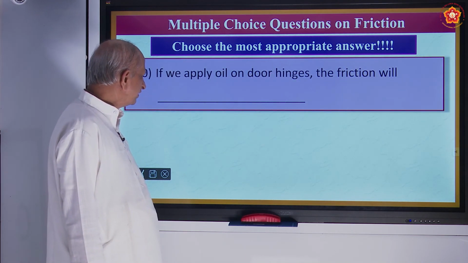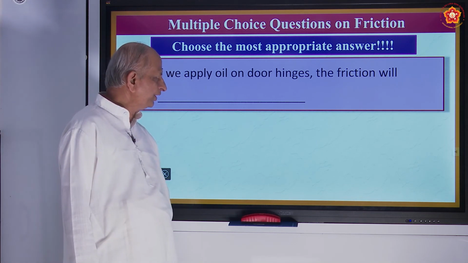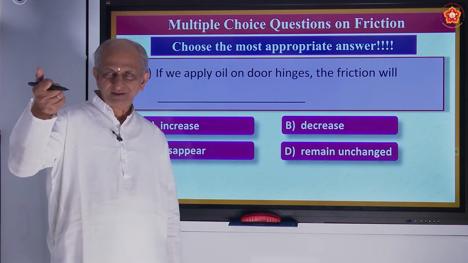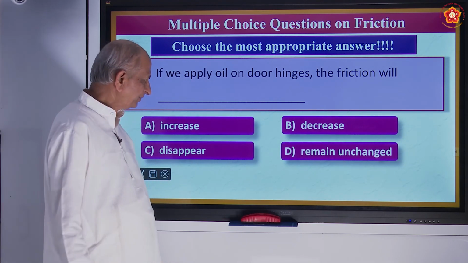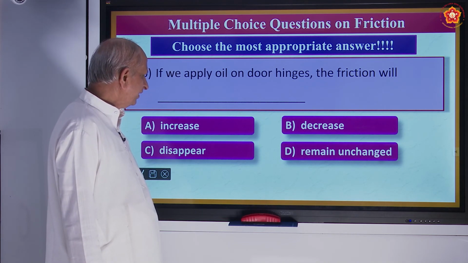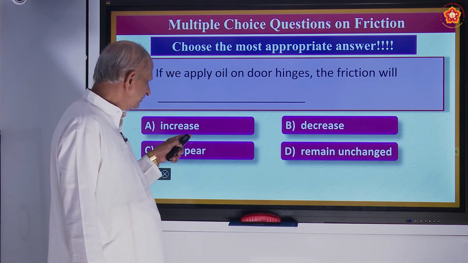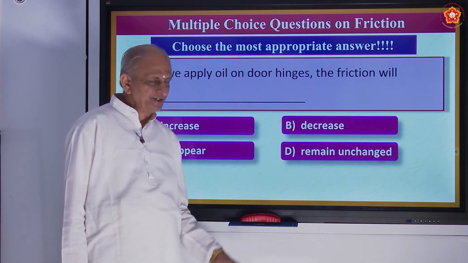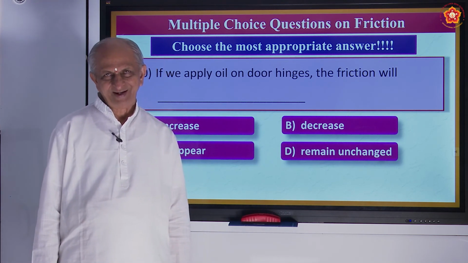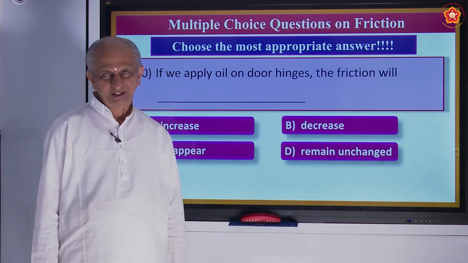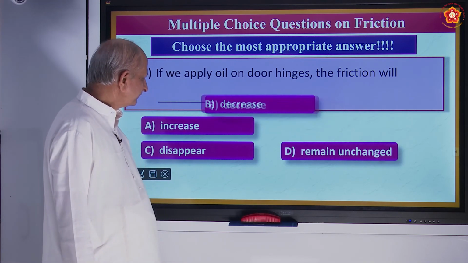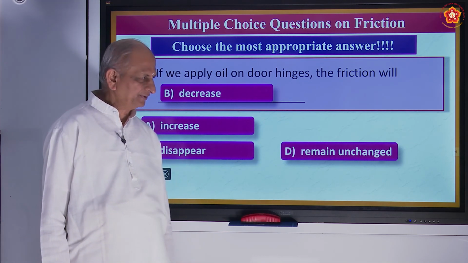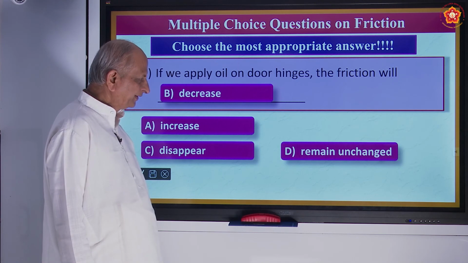Last question here. If you apply oil on door hinges, the friction will be, door hinges you have seen, in every door there will be 4 hinges. So if you apply oil, will it increase the friction, decrease the friction, disappear the friction, remain unchanged? Come on, answer. 5, 4, 3, 2, 1. Decrease the friction. The door becomes smooth in movements. Correct? Now we will see the home assignment.